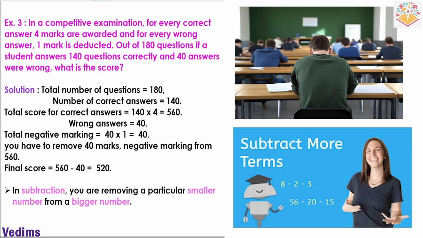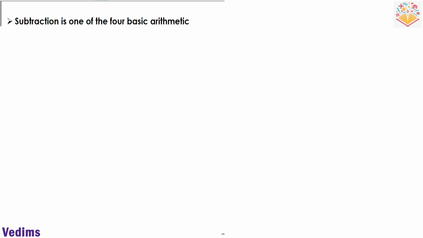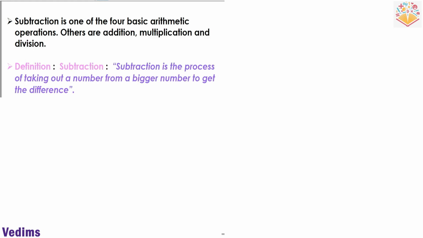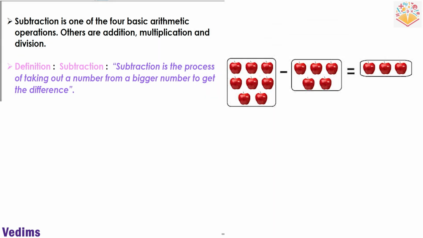In subtraction, you are removing a particular smaller number from a bigger number. Subtraction is one of the 4 basic arithmetic operations, my dear students. Others are addition, multiplication and division, you know. We can define subtraction as follows. Subtraction is the process of taking out a number from a bigger number to get the difference. You know, the symbol of subtraction is a hyphen or a minus sign.